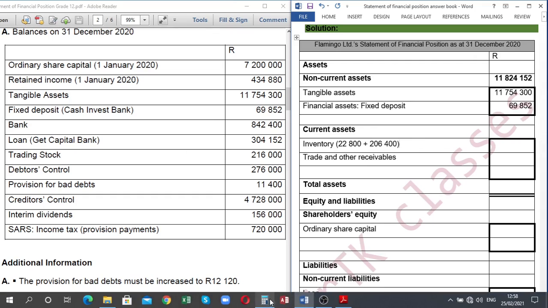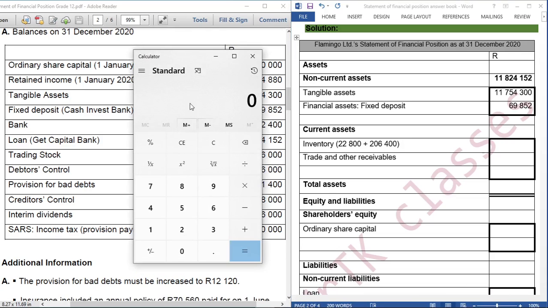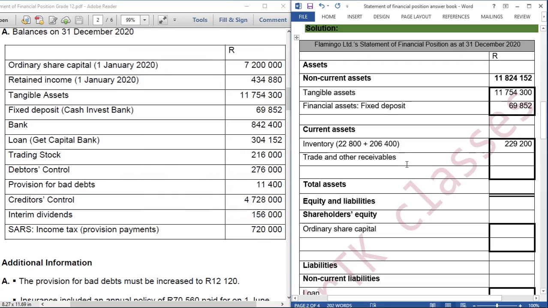Now let us add 22,800 plus 206,400. We are going to get 229,200. Then let us move on to trade and other receivables. We are going to take debtors control of 276,000. All right, then we are going to subtract provision for bad debts.